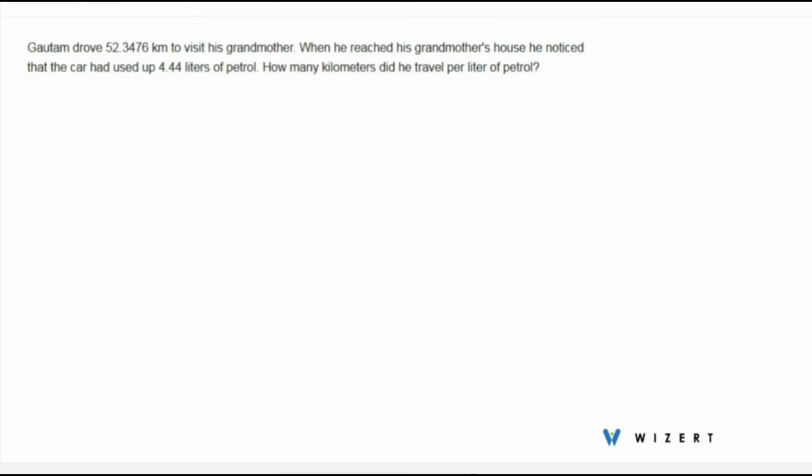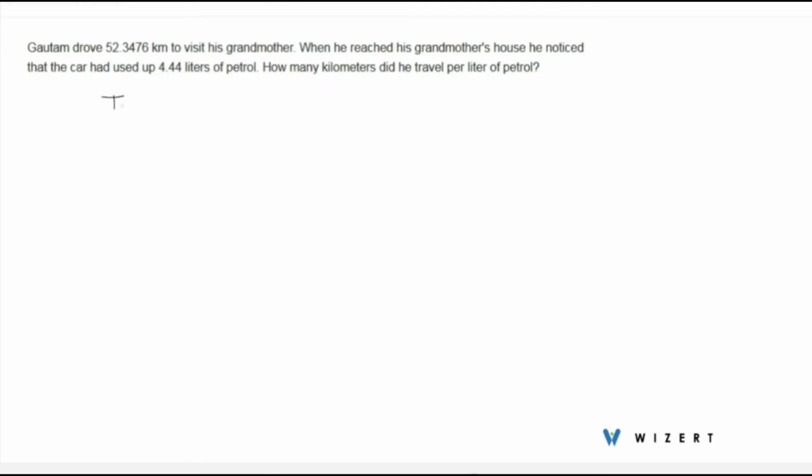We have this question here. Gautam drove 52.3476 km to visit his grandmother. When he reached his grandmother's house, he noticed that the car had used up 4.44 liters of petrol. How many kilometers did he travel per liter of the petrol?